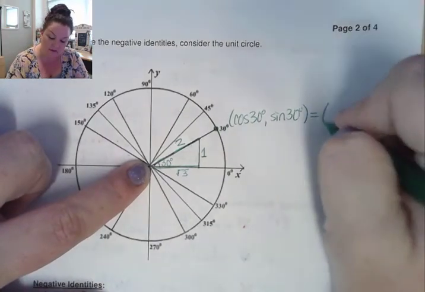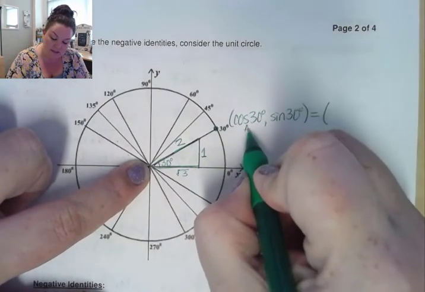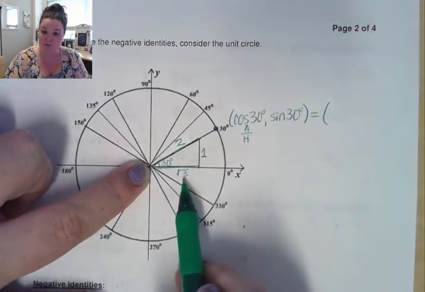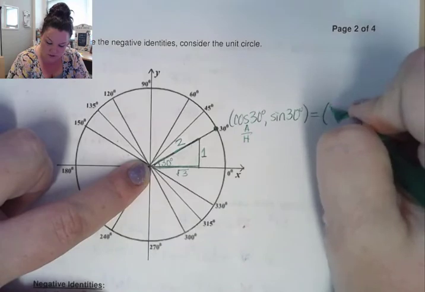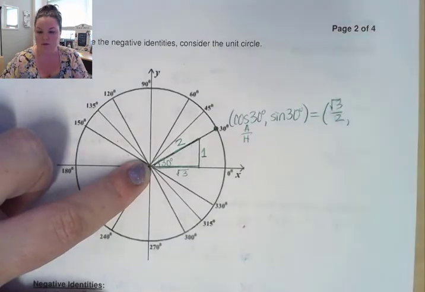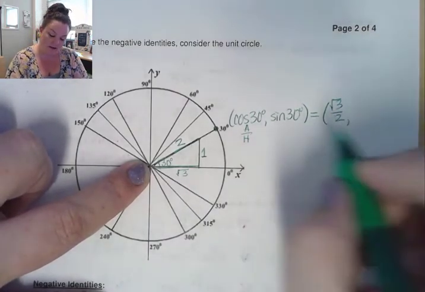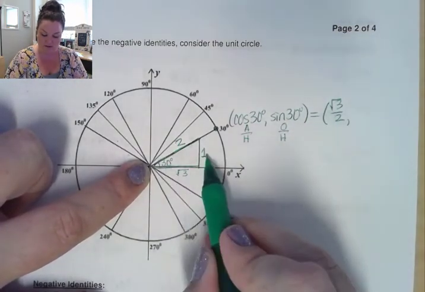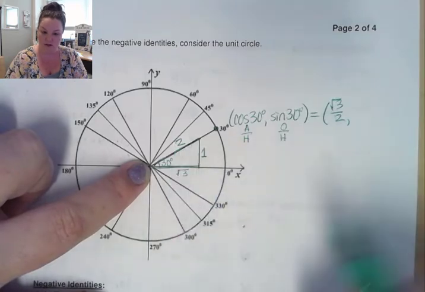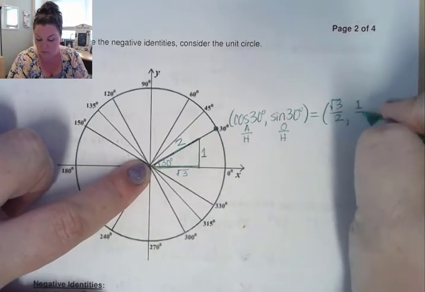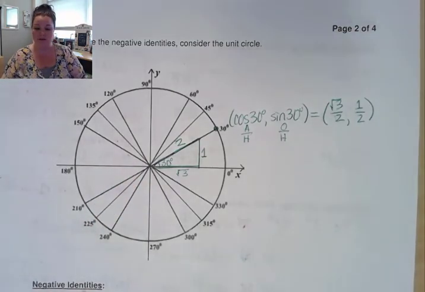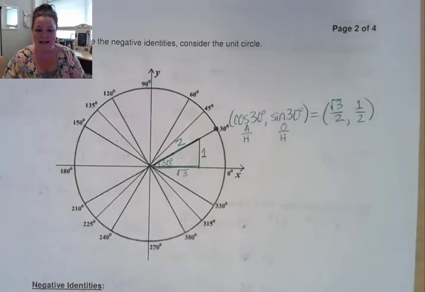If I want to find my sine and cosine value, cosine, remember, is adjacent over hypotenuse. So our adjacent is square root of 3 over our hypotenuse, 2, so the square root of 3 over 2. Our sine value is opposite over hypotenuse, so opposite 30 is 1 over my hypotenuse of 2, which gives me 1/2. So this is cosine of 30 degrees.